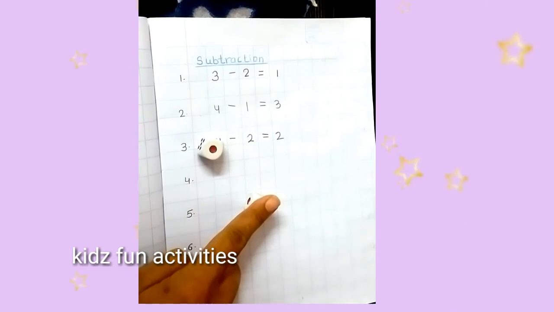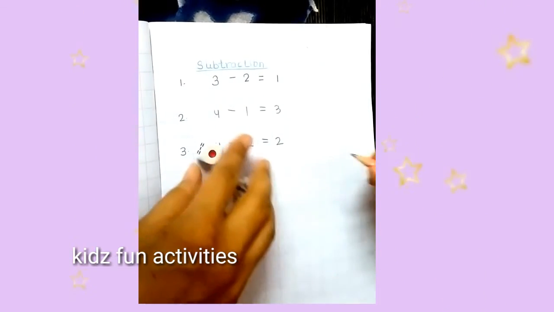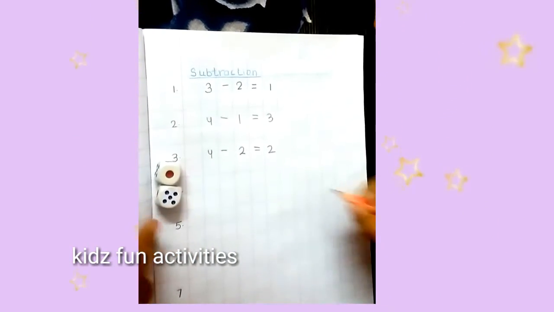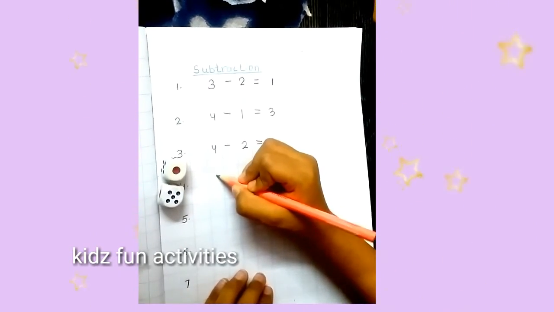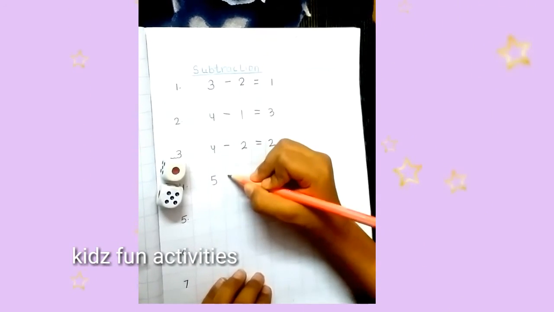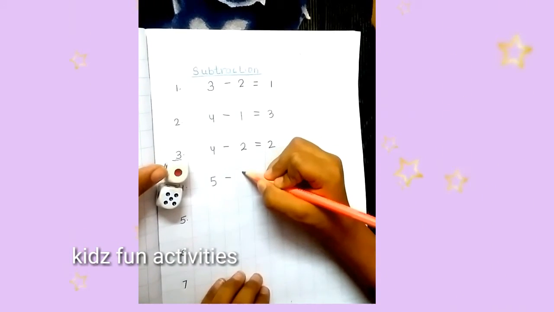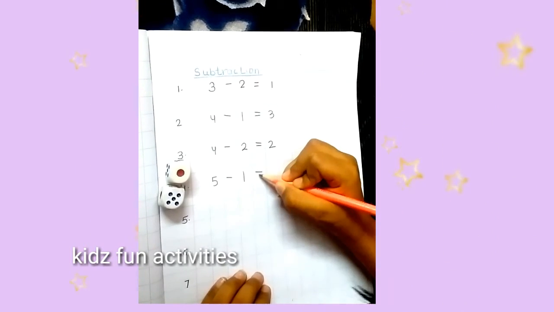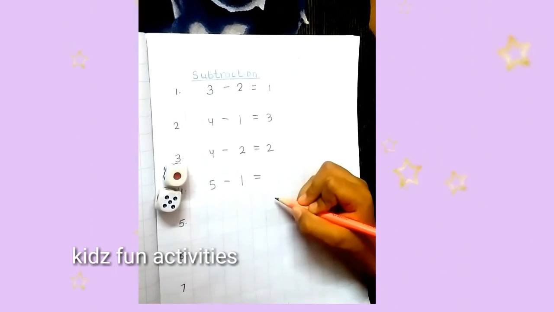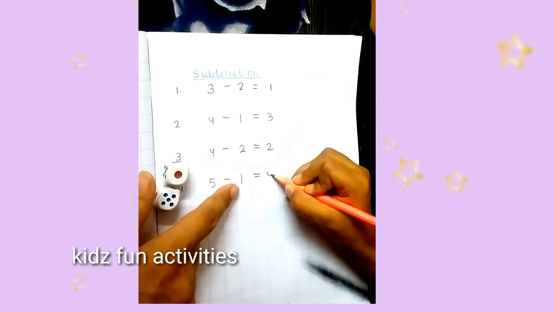Now the next rolling we get 5 and 1. So we put 5 first because 5 is bigger than 1. So we write 5 minus 1 and start backward counting up to the step 1. So before 5 is 4. So we write here 4.